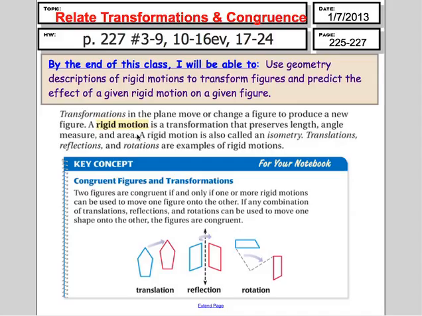There are three such transformations in which this happens. Those are translations, reflections, and rotations. They're also down here below: translations, reflections, and rotations. Let's look at a few examples.